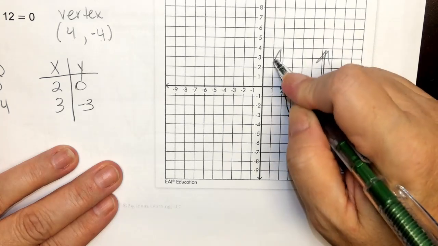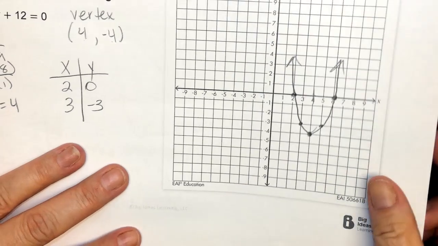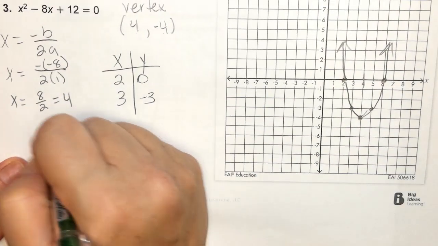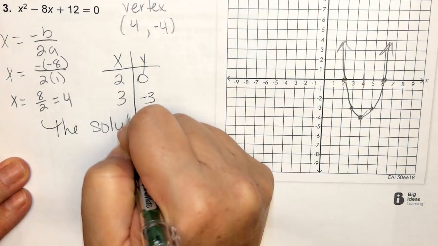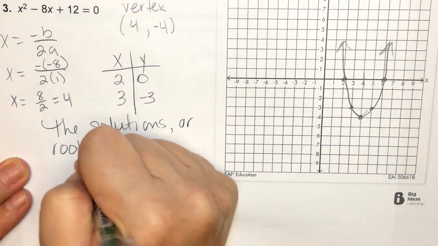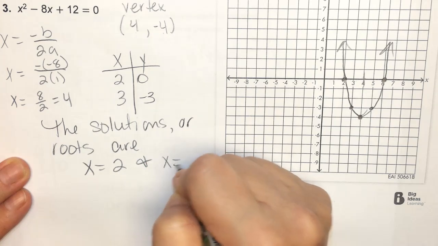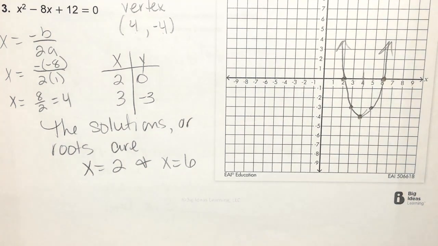Can you use your calculator to verify it? You sure can. You just need to know what the x-intercepts are. So what are our solutions? The solutions or roots are x equals 2 and x equals 6. So that is our answer for that one.